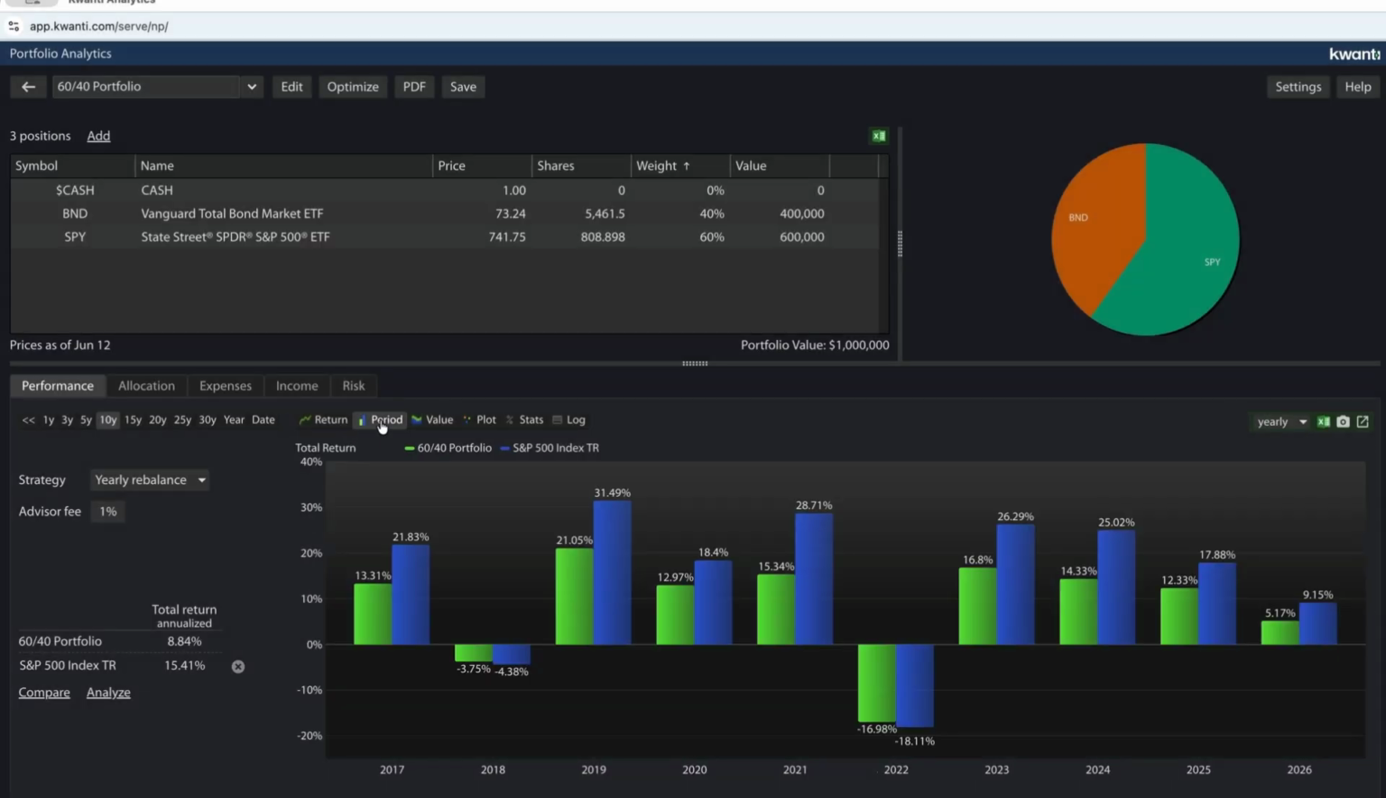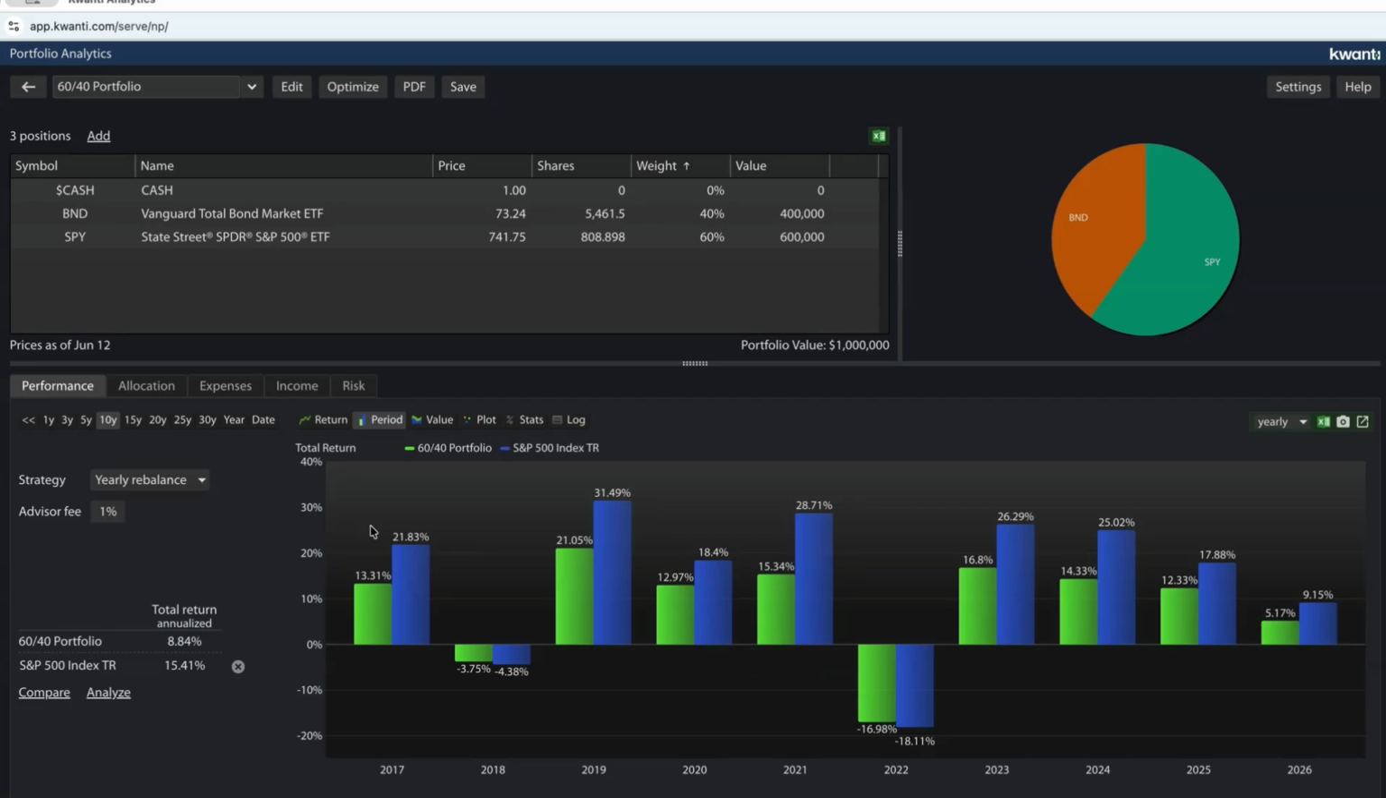So let's take a look at a period look on this. This is each year individually, one year at a time, going back 10 years. We're looking at the better years where the market performs well. We have blue, which is your S&P 500, and then you have green, which is your 60-40. So you'll just notice that in the up years, we have the market outperforming the 60-40 portfolio pretty much all the time.